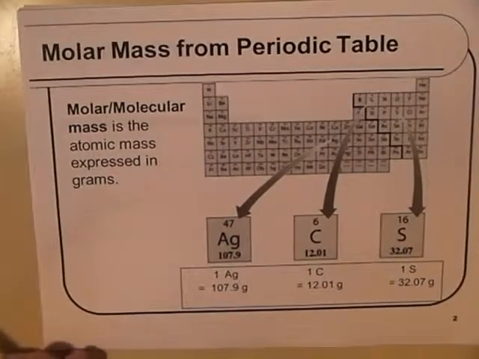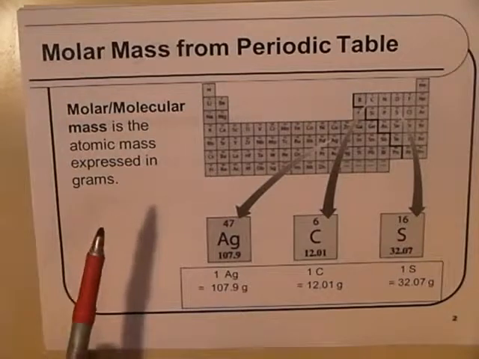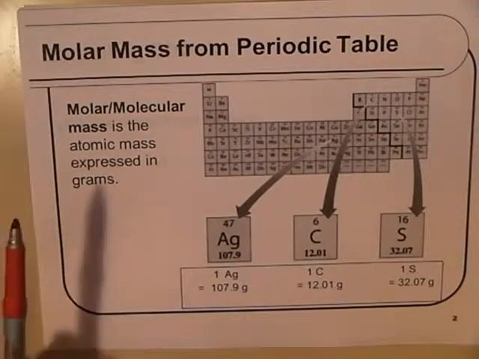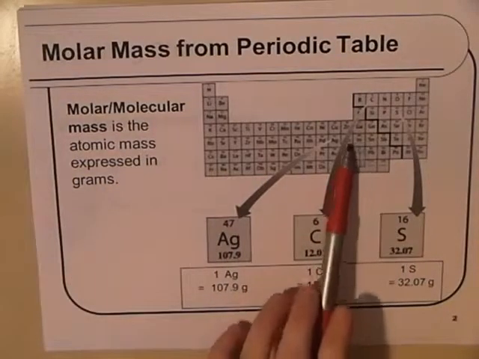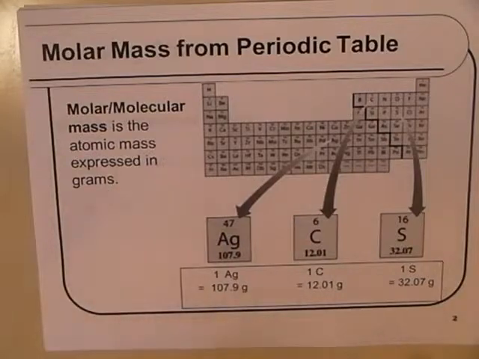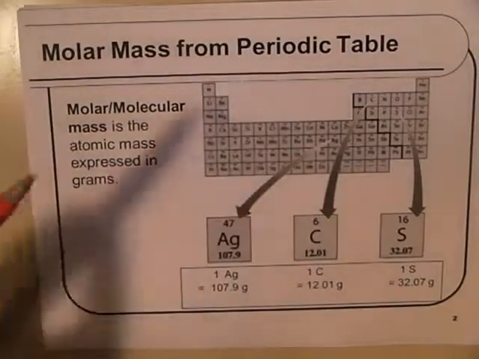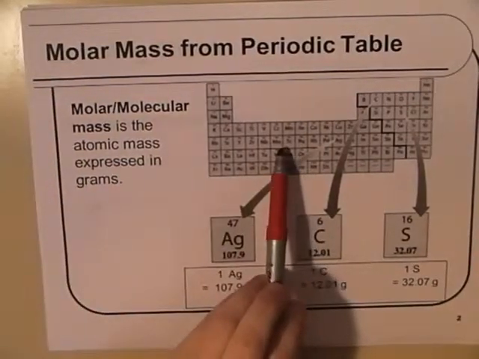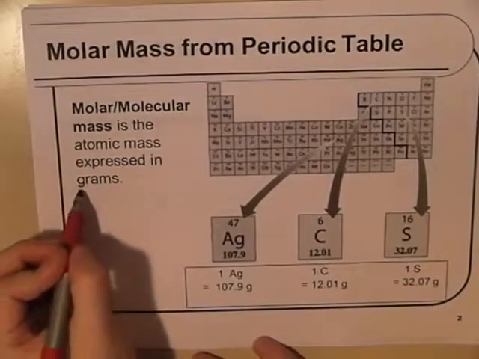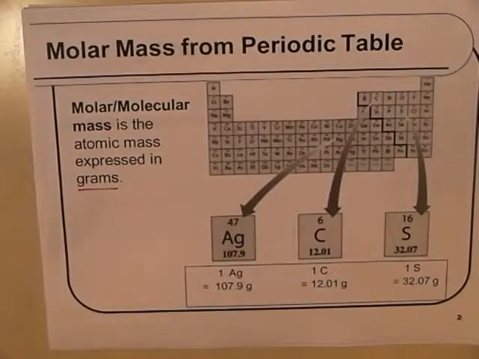And then some examples. So the molar mass or molecular mass is just the atomic mass from the periodic table, but we use grams instead of nothing, really, because we didn't really use anything when we learned how to calculate average atomic mass. So all we're doing now is taking the mass from the periodic table and attaching grams as the unit. That's it. Okay, that's all this is.